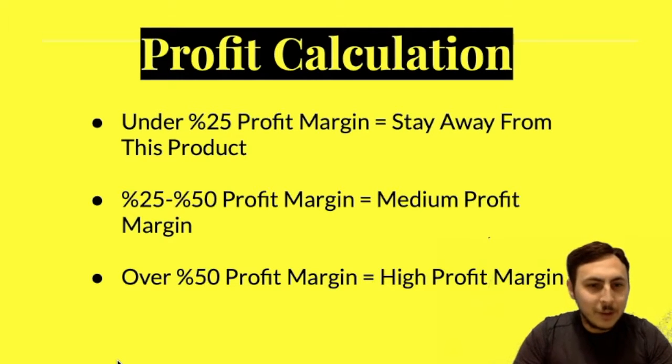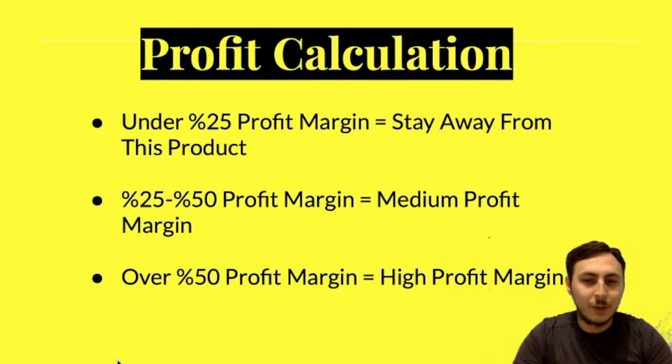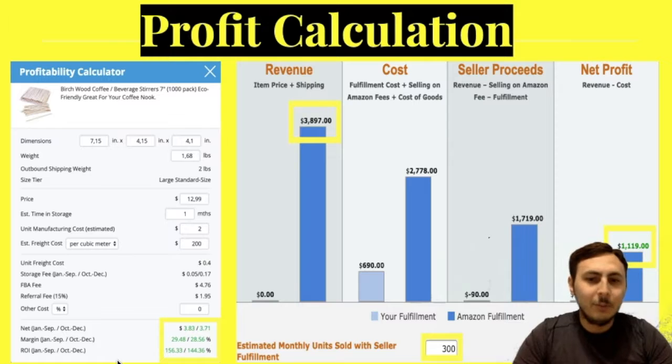If your profit margin is under 25%, it means low profit margin. 25 to 50 profit margin is medium, and over 50% is high profit margin. You can calculate your profit margin with some useful tools. I will explain these tools in this course.